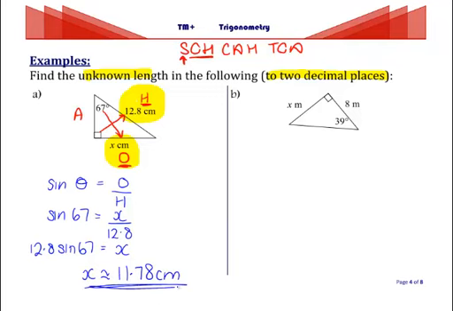Now, if you're not getting that answer, make sure your calculator's in degrees. So you have to have a little d or a DEG at the top of your calculator. If it's not, if it's in rads or radians, you need to change it. Okay, let's look at another example.